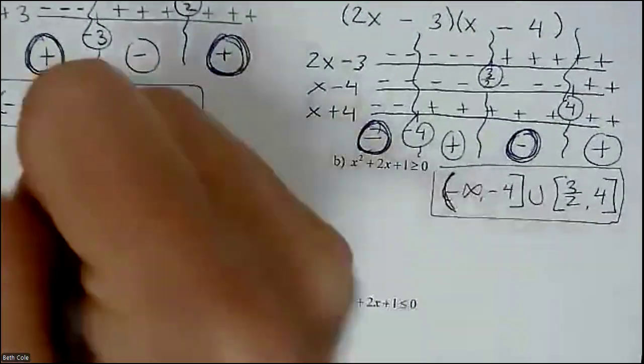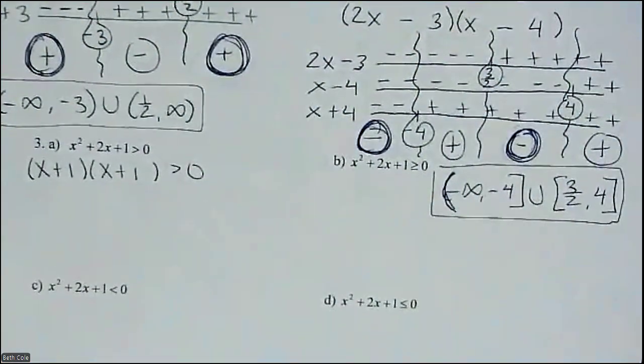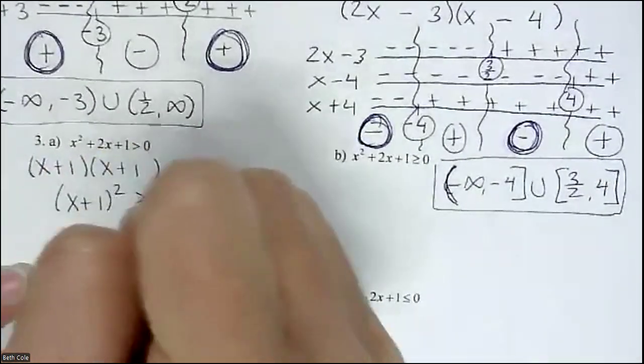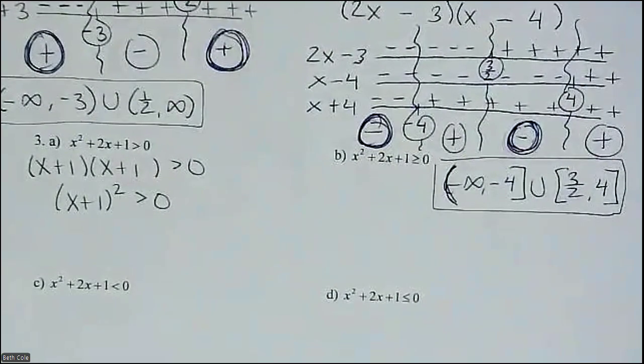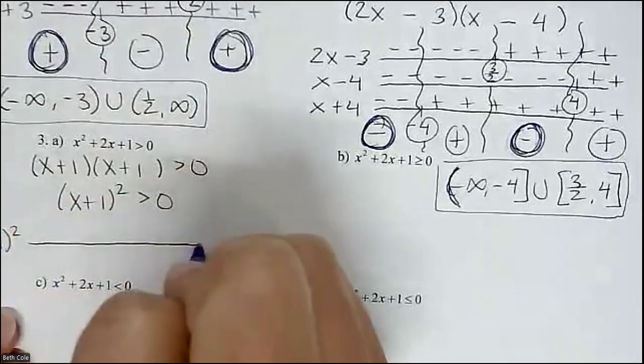X plus 1, X plus 1. Huh, that's weird. Do you see how I'm like, huh, that's weird? How can you rewrite that? Square. Good. If you square something, it will always be positive. Good job.